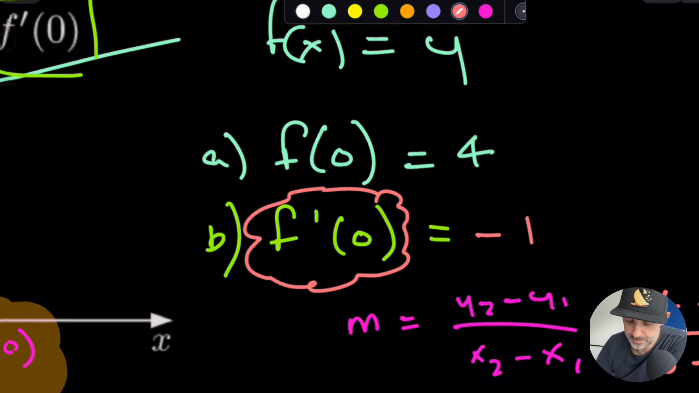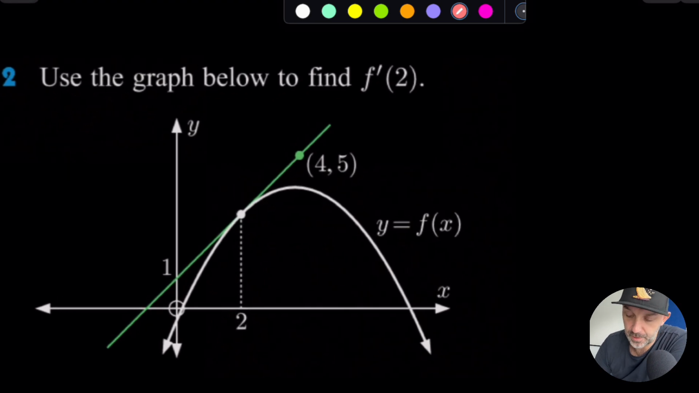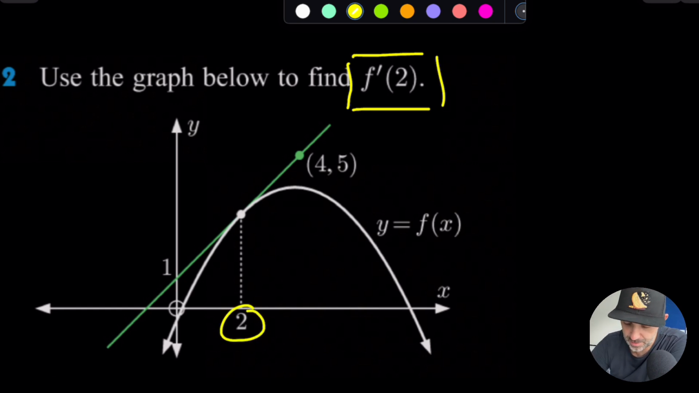Okay, now let's move on to the next example. Use the graph below to find the gradient. We've just seen this in the first question. This is asking us to find the gradient at 2. So we go to 2 on the x-axis, and we can see that they've put a dotted line in here for us. It's asking us to find the gradient at this point.